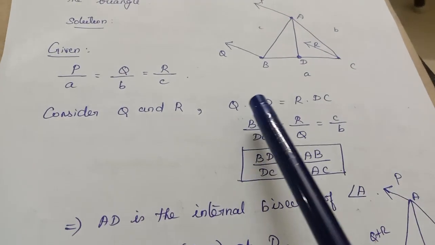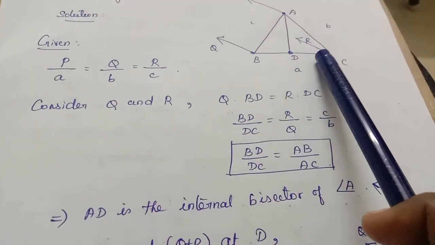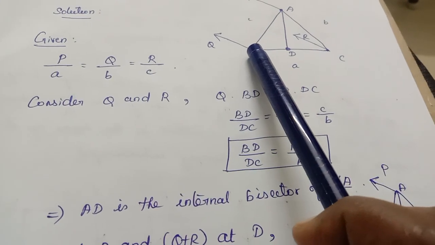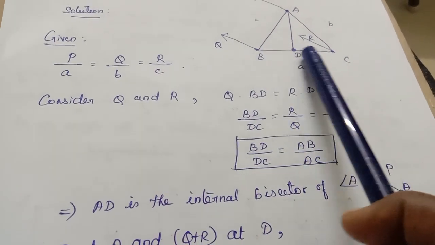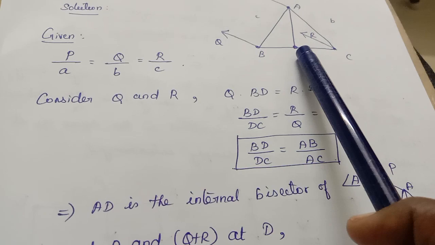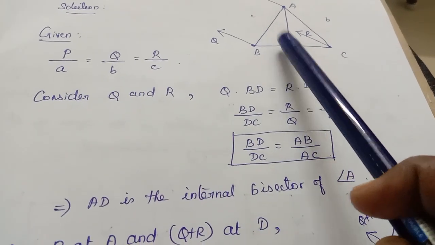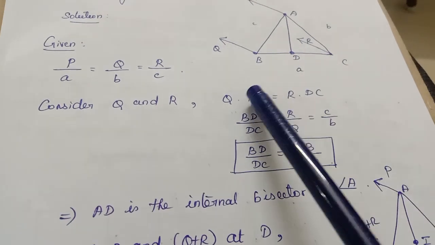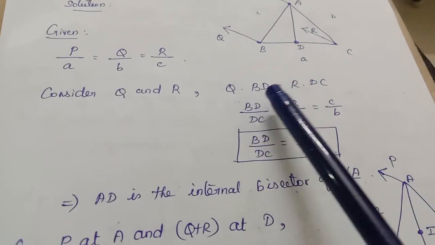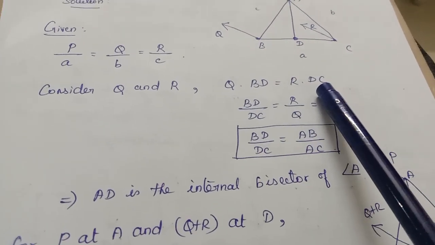So what will you have? The resultant of Q and R will be acting at some point along this line BC, isn't it? So let me take that point as D. Let me assume this is the point where my resultant of Q and R acts. Then how will you write the resultant? Q into BD equals R into DC, isn't it?